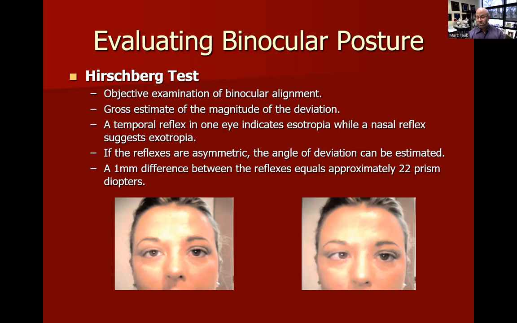So if the right eye is turned in, you can see that the reflex is temporally deviated. And it'll be the opposite if the eye is turned out; it will be nasally deviated. Based on the literature, we found that about a 1 millimeter difference between the reflexes equals about 22 prism diopters. So this gives you a gross estimate of the magnitude of the eye turn.